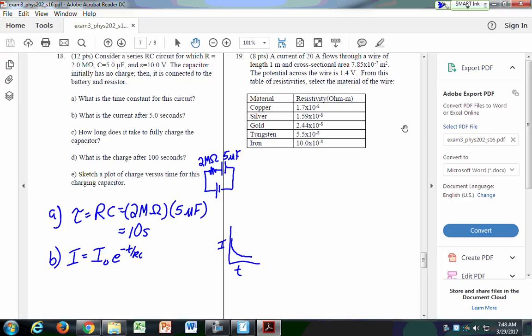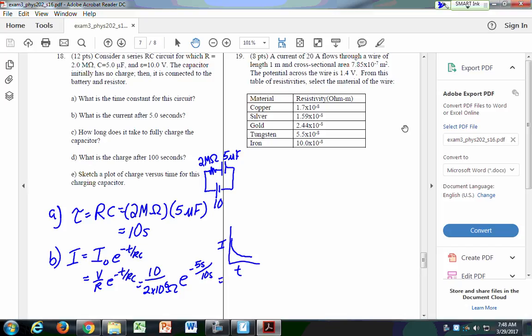My I naught is going to be V over R, that's from Ohm's law, e to the minus t over RC. And so that's going to be V is 10 over 2 times 10 to the 6th ohms times e to the minus 5 seconds, that's the time, divided by 10 seconds. That's the time constant.